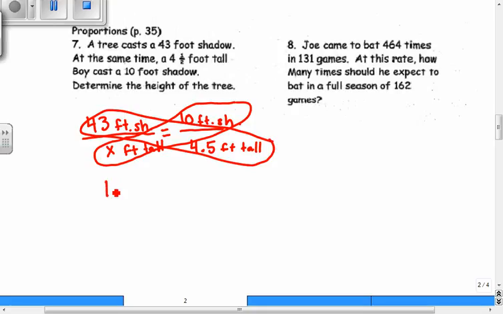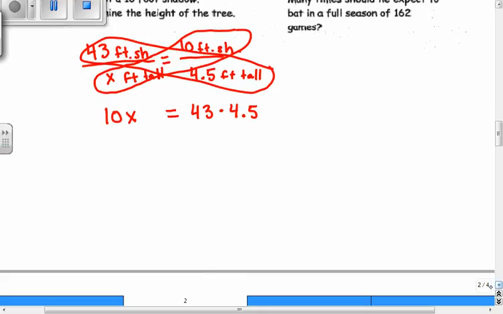So we get 10x is equal to 43 times 4.5. Okay, we have to figure out what 43 times 4.5 is. 5 times 3 is 15. 5 times 4 is 20. Add our 1. We get 21. 4 times 3 is 12. 4 times 4 is 16. Plus 1 is 17.